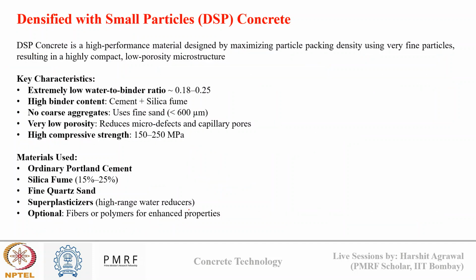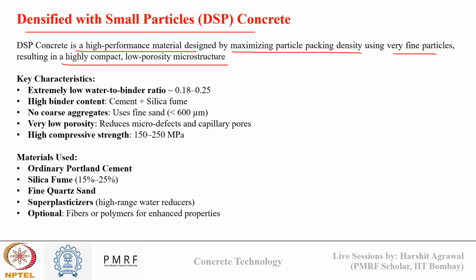Then the next one in ultra high performance concrete is densified with small particle concrete, which is also designated as DSP concrete. It is again a high performance concrete which is designed by maximizing the particle packing density using very fine particles, which results in a highly compacted and low porosity microstructure. So we have an extremely low water to cement binder ratio in the range of 0.18 to 0.25. We use very high binder content, cement plus silica fume. There is no coarse aggregate at all, so it uses fine sand.